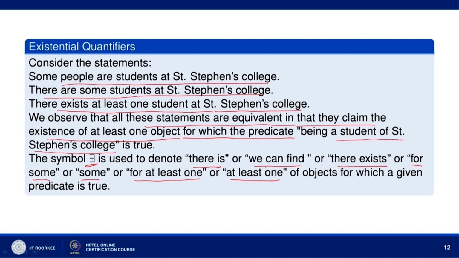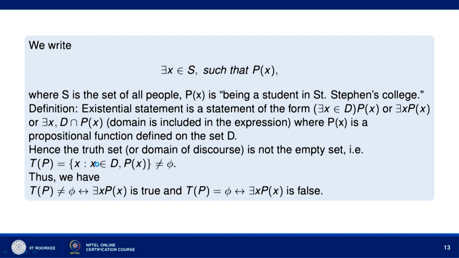So, in all these cases of objects for which a given predicate is true, we use this symbol. Now, we write there exists x belonging to S. This means there exists, or for some, or for at least one. So, we write: there exists x belonging to S such that P(x), where S is the set of all people, and P(x) is being a student in St. Stephen's College.